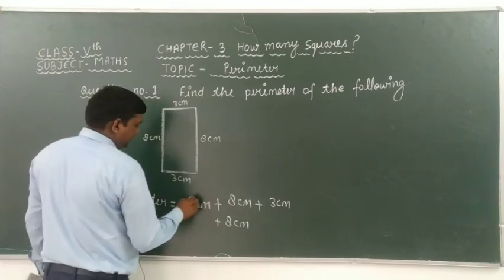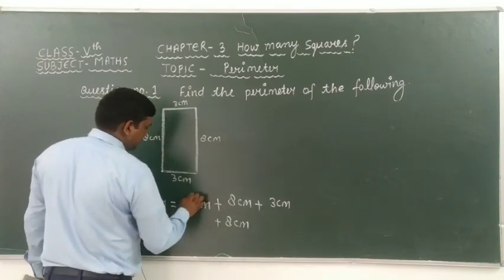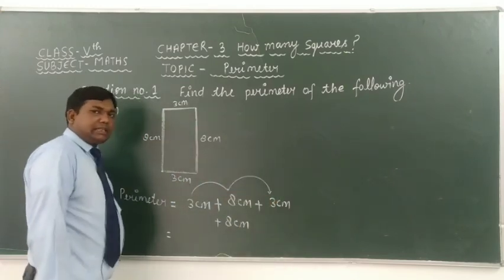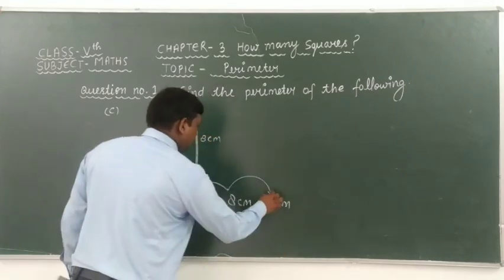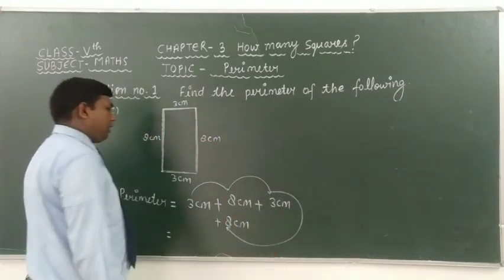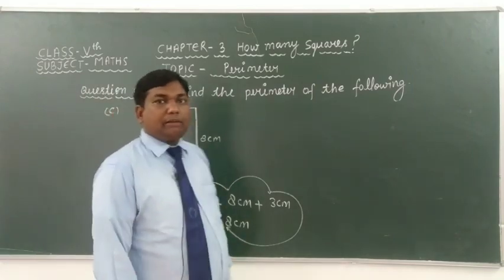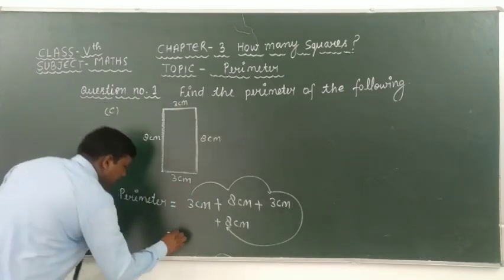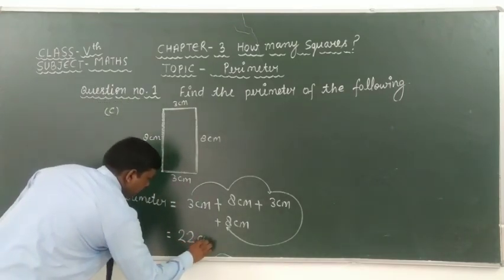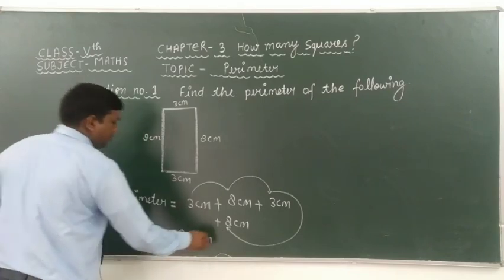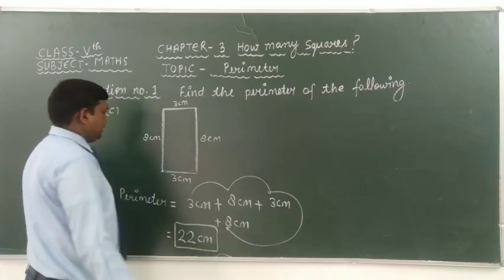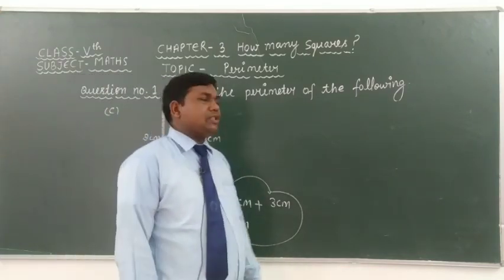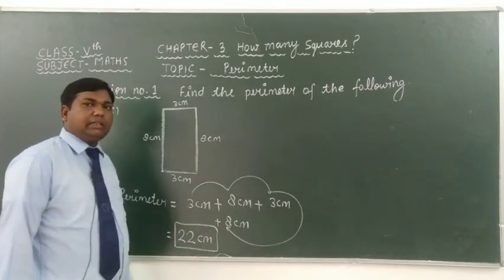After adding these, 3 plus 8 is 11. 11 plus 3 is 14. And 14 plus 8 is 22 centimeter. Very good. It means that after adding these, we get 22 centimeter. Therefore, perimeter is equal to 22 centimeter. The perimeter of this figure is 22 centimeter.